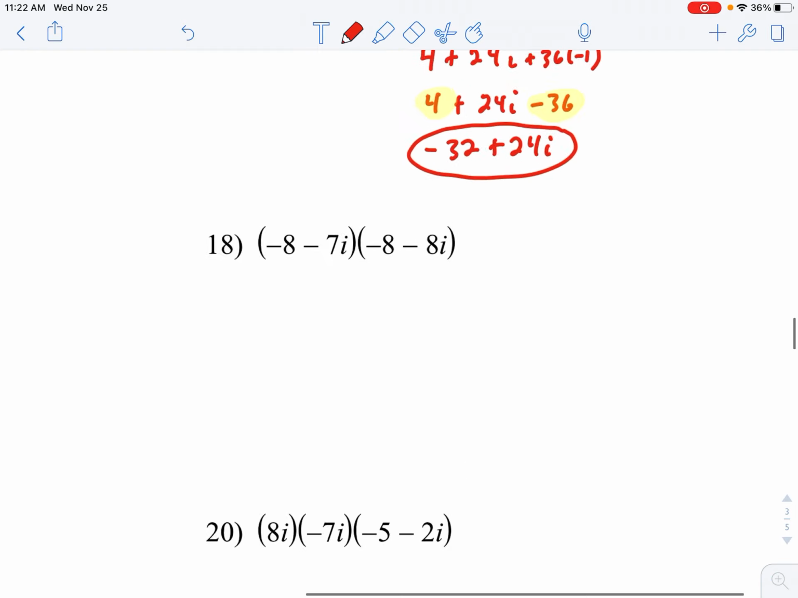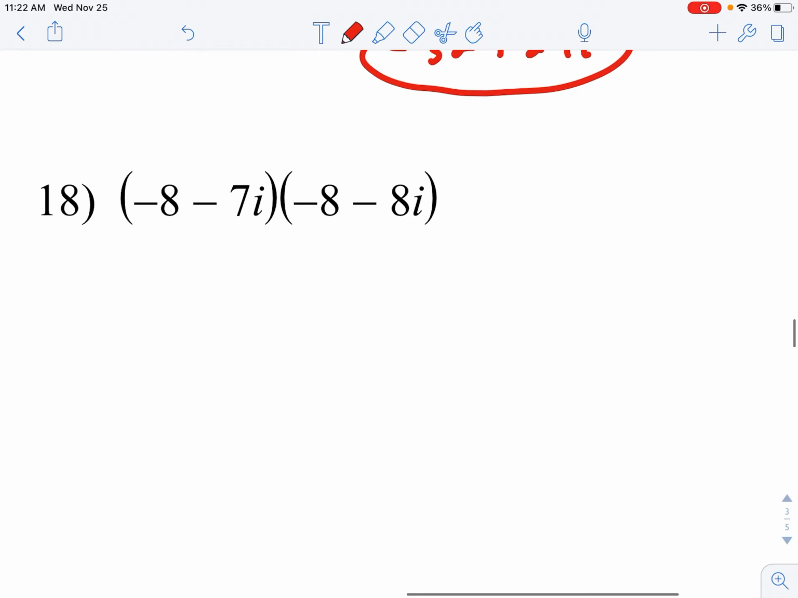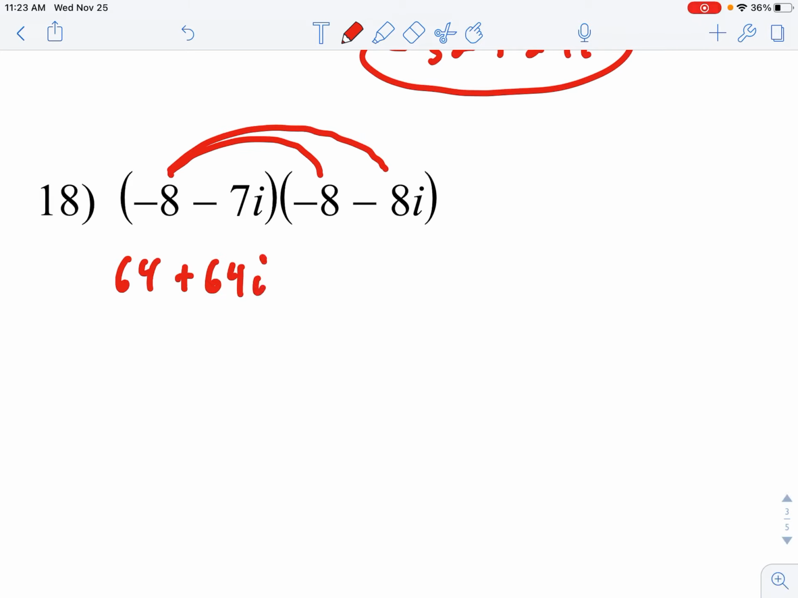All right, let's look at 18. 18 is another FOIL problem, so multiply. First, -8 times -8 is 64. Outside, -8 times -8i is positive 64i. Inside, -7 times -8 is positive 56i. And last, -7i times -8i is positive 56i squared.